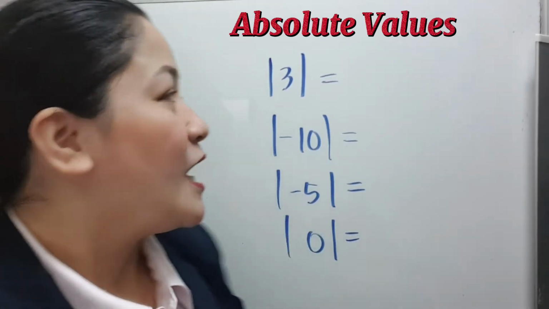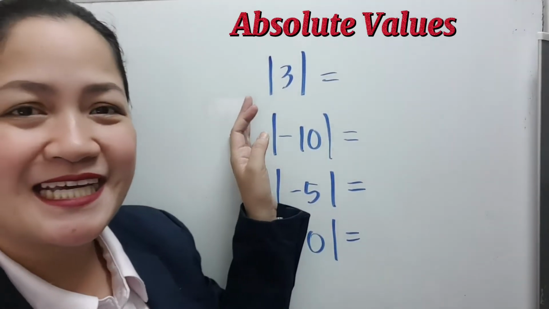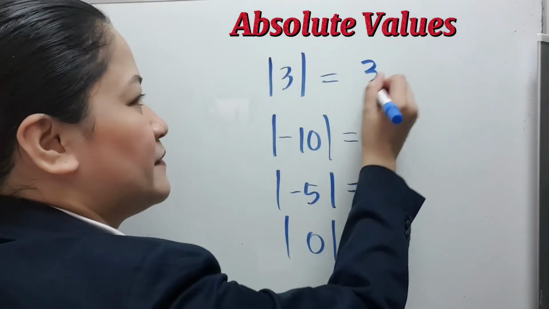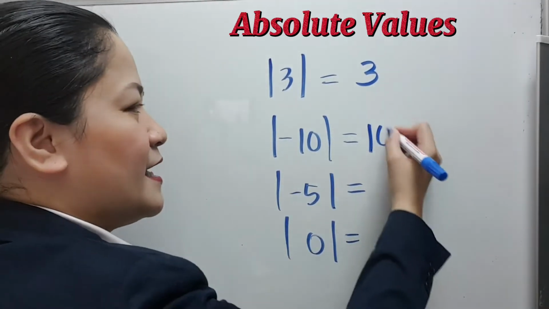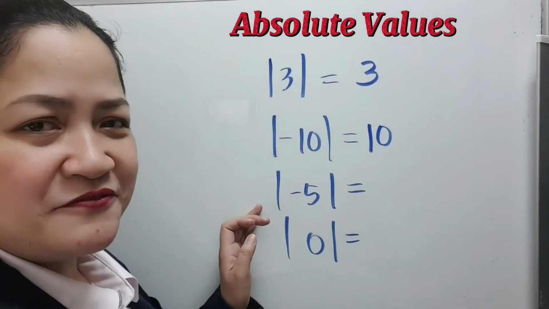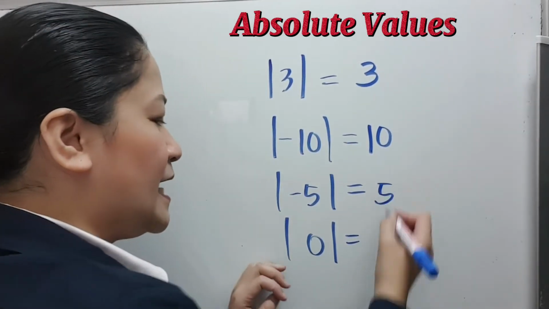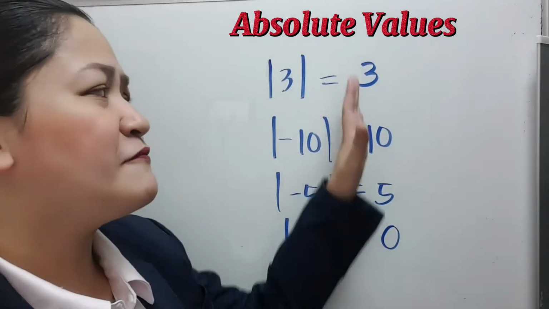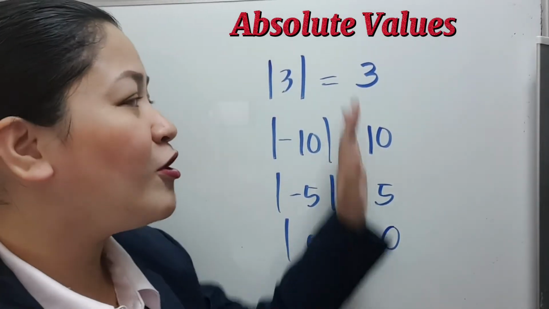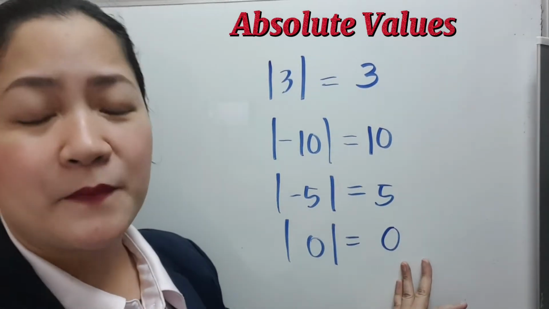Let us start. What is the absolute value of 3? That is 3. Absolute value of negative 10? That is 10. Absolute value of negative 5? It's 5. And absolute value of 0? That's 0. So as you have noticed, and if you can remember, all our absolute values are positive.